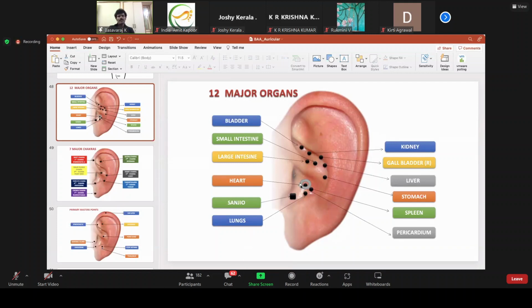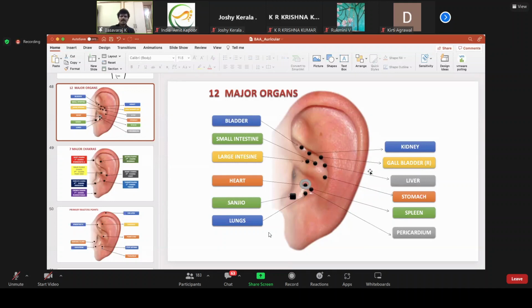For example, all of you know that the lumbar is controlled by the kidney, and the cervical is controlled by the liver and lungs, and the thoracic is connected with the abdomen. So all of you know the spinal reflexology. So you can keep one seed for the spinal reflex.